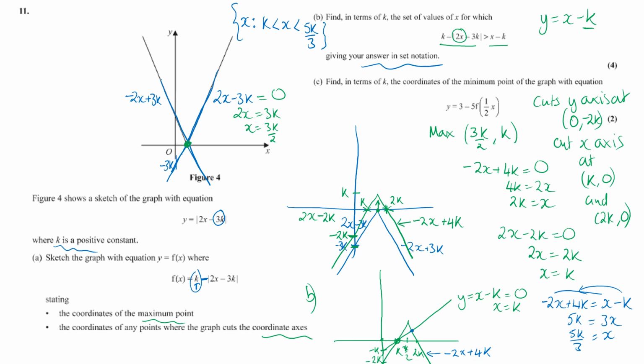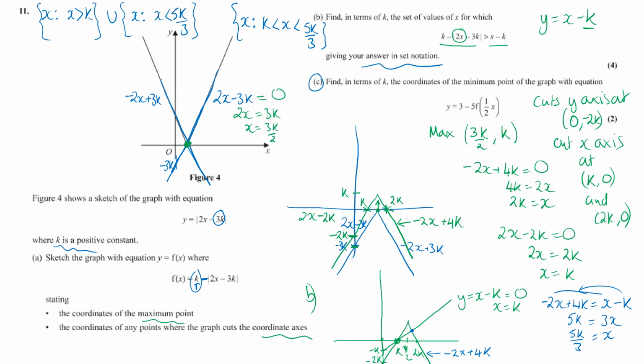You can write it as x such that x is greater than k, and union that with x such that x has got to be less than 5k over 3. Okay, I'm not running out of room here.